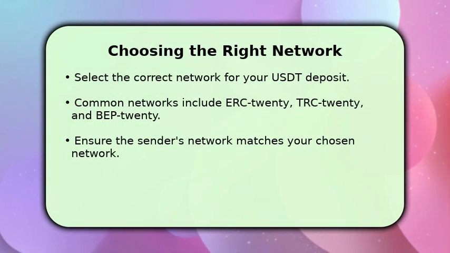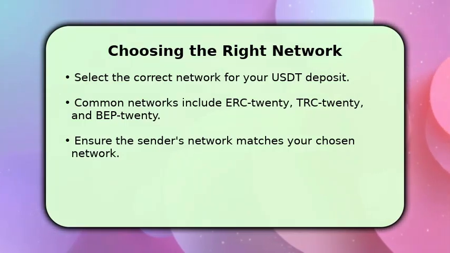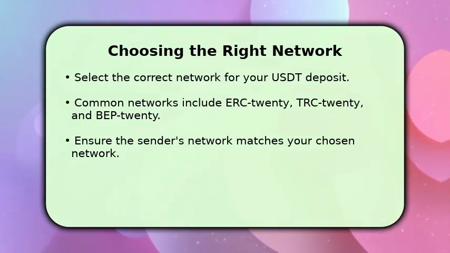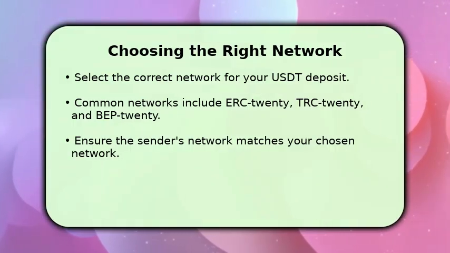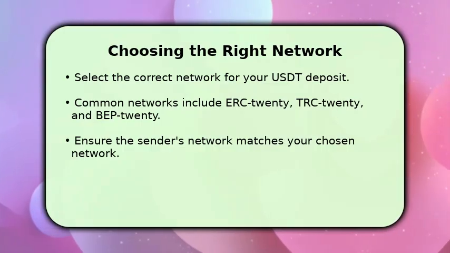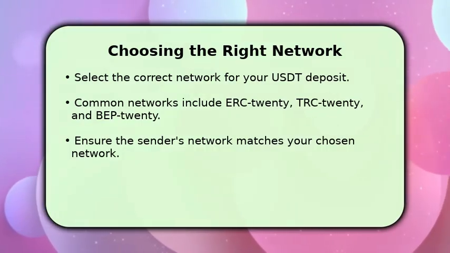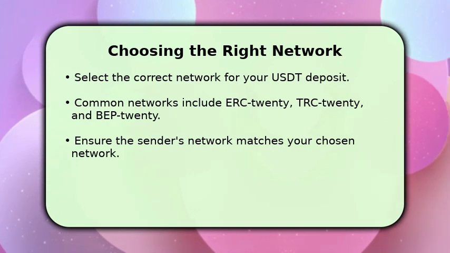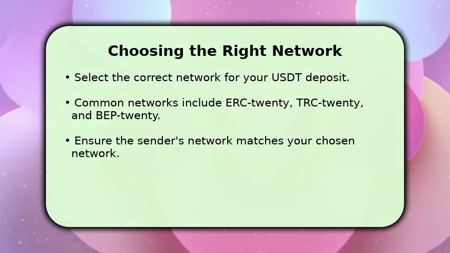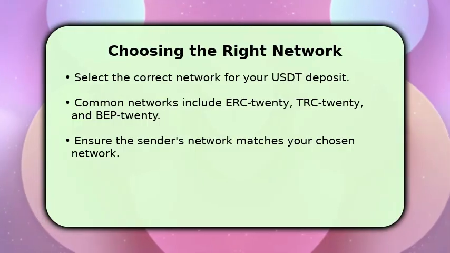This step is crucial: selecting the correct network. Binance supports several networks for USDT, such as ERC20 for Ethereum, TRC20 for Tron, and BEP20 for Binance Smart Chain. It is absolutely vital that the network you choose here matches the network from which you are sending your USDT. A mismatch could result in permanent loss of funds.